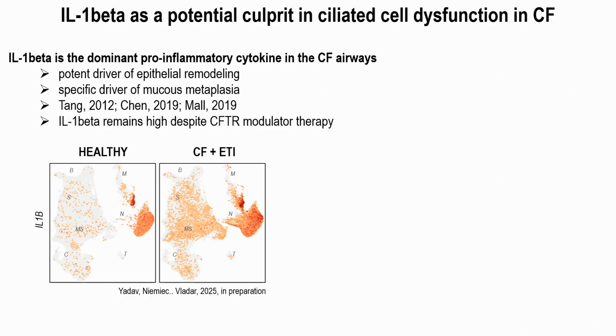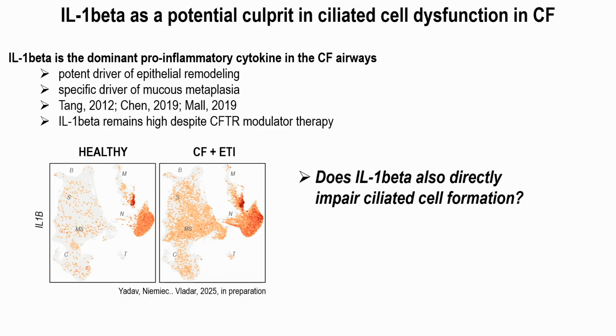And so for us, when I came into this project, I wanted to ask, does IL-1 beta also directly impair ciliated cell formation? Does it impair ciliated cell fate? Does it impair ciliogenesis, cilia function as well?